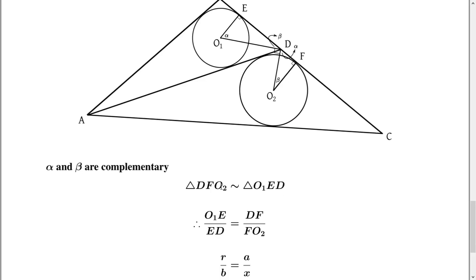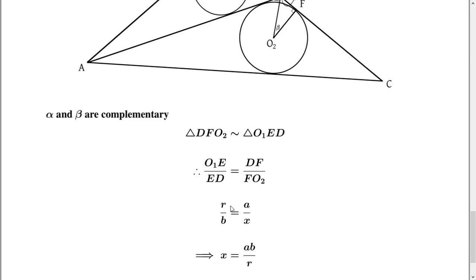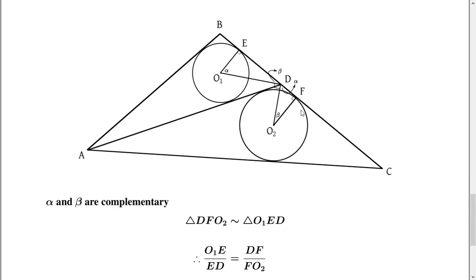Triangle DFO2 and O1ED are both similar. And therefore the corresponding sides have the same ratios, which gives us O1E by ED equals DF by FO2. We know 3 of these sides. O1E is R, ED is B, DF is A. We want to find the other one. We'll call it X. And therefore X equals AB by R. The radius of the larger circle is AB by R.